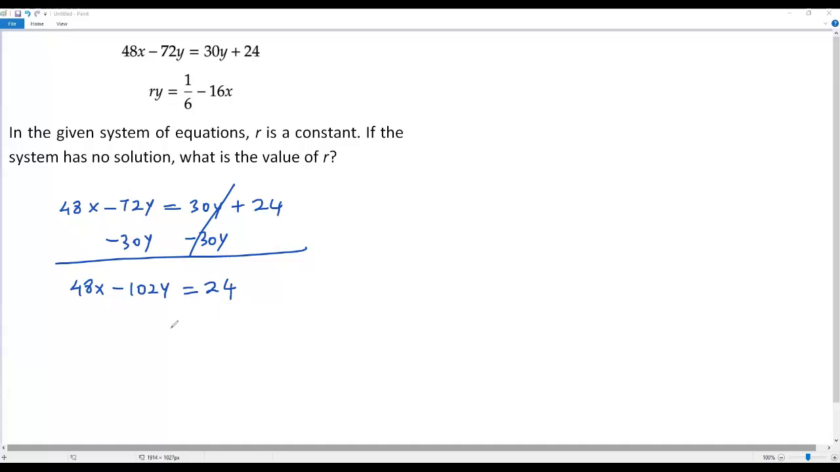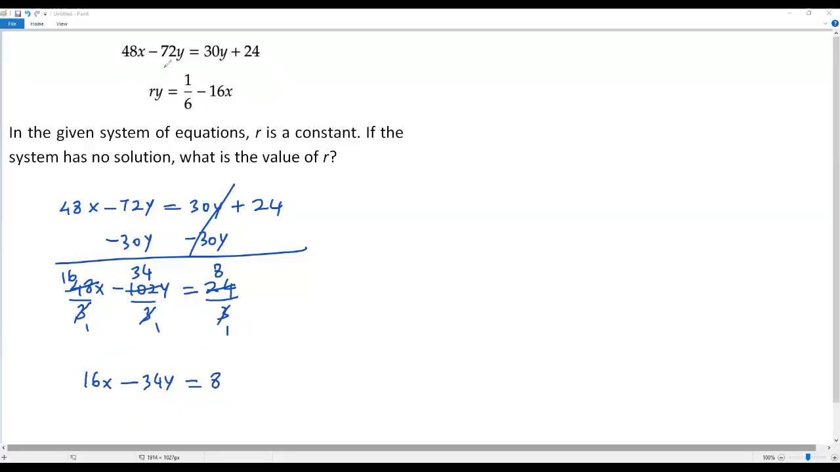Now almost I got the equation in standard form, but it can be simplified further because the numbers 48, 102, 24 all have the greatest common divisor 3. So we can divide each term in this equation by 3 so that the numbers become smaller. Dividing 48x by 3, 102y by 3, and 24 by 3: 3 goes into 48 16 times, 3 goes into 102 34 times, and 3 goes into 24 8 times. So the first equation becomes 16x − 34y = 8. So I got the first equation in standard form.